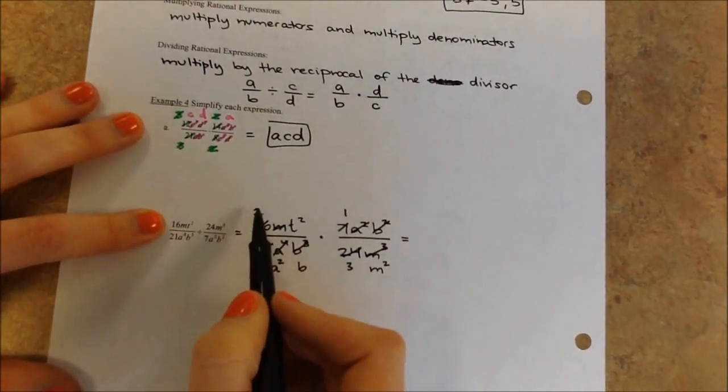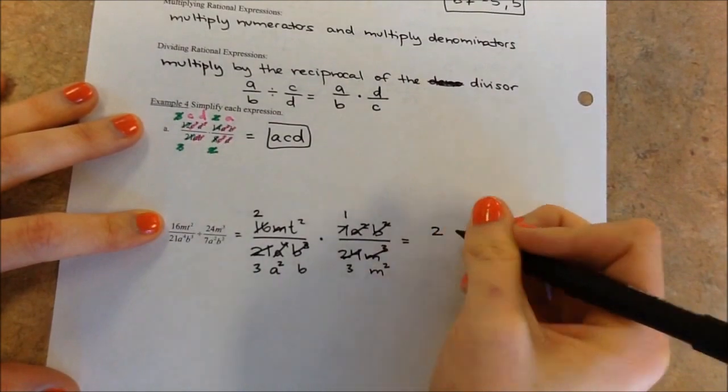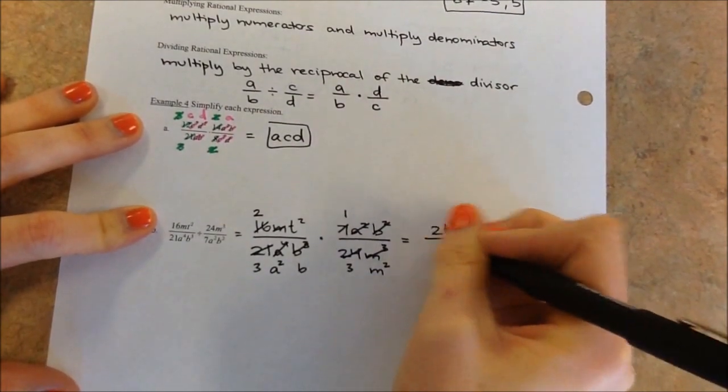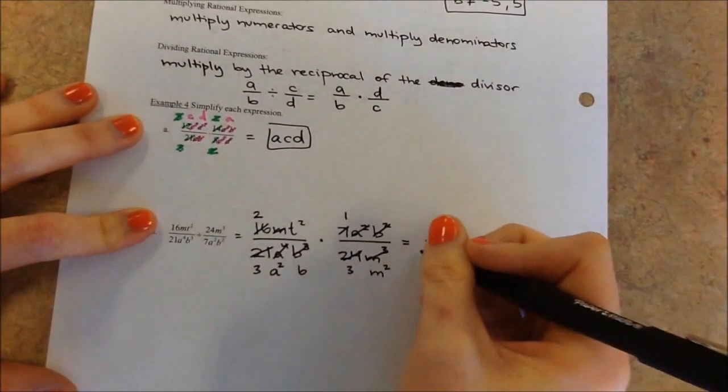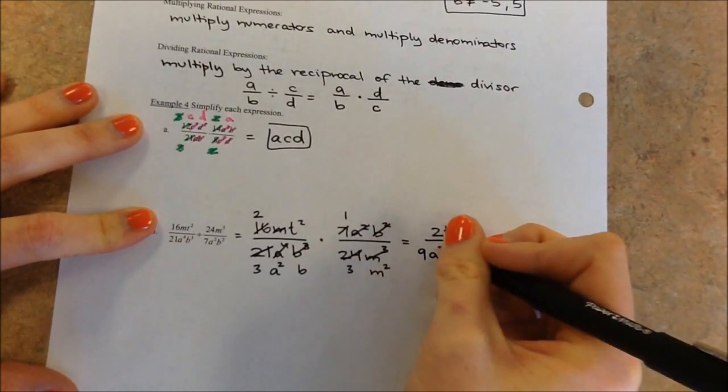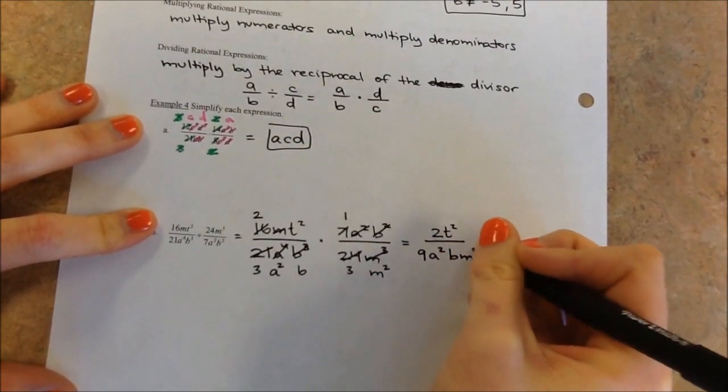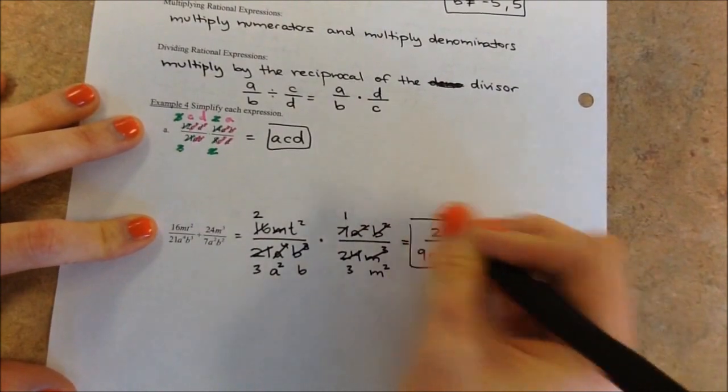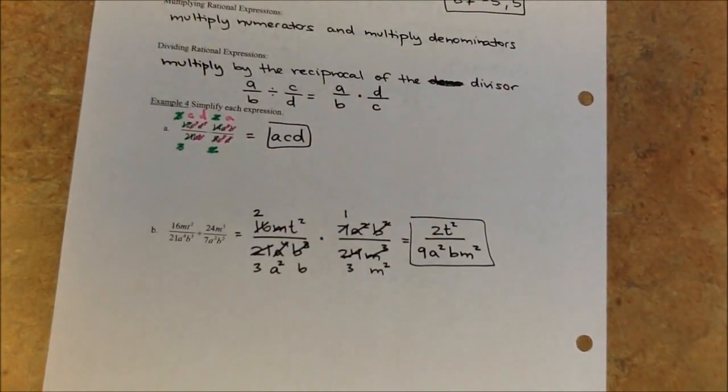Okay, so in the numerator, I have a 2 times 1, which is just 2. And then I have a t squared. And then in the denominator, I have a 3 times 3, which is 9. I have an a squared, a b, and an m squared. Okay, so that is my slightly less complicated answer for that one.